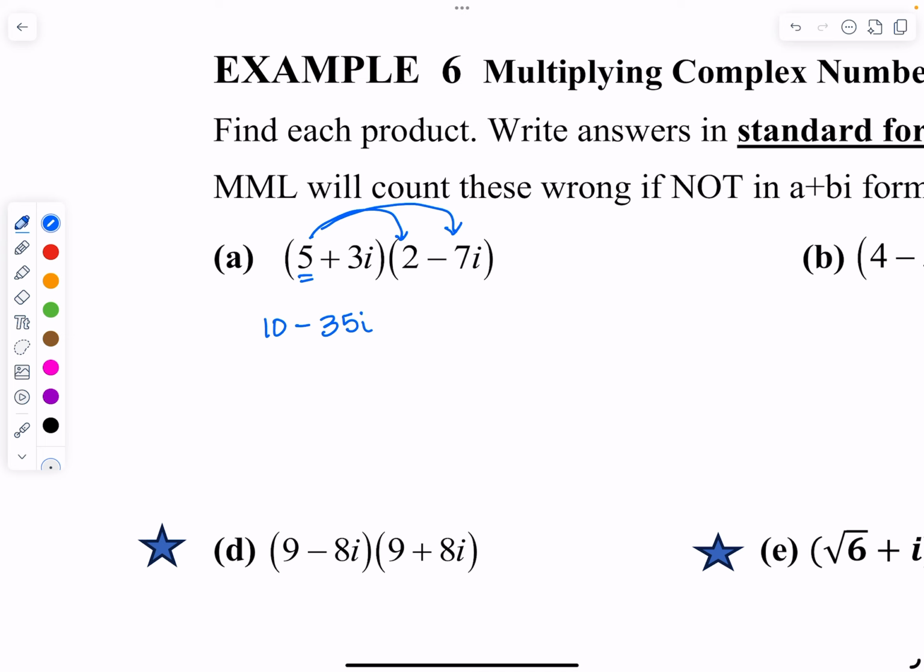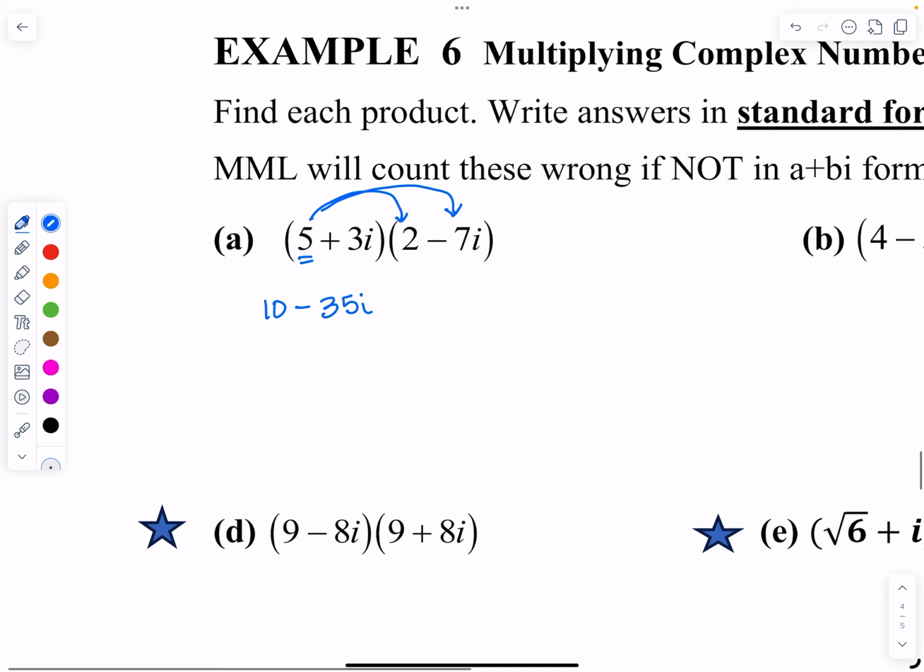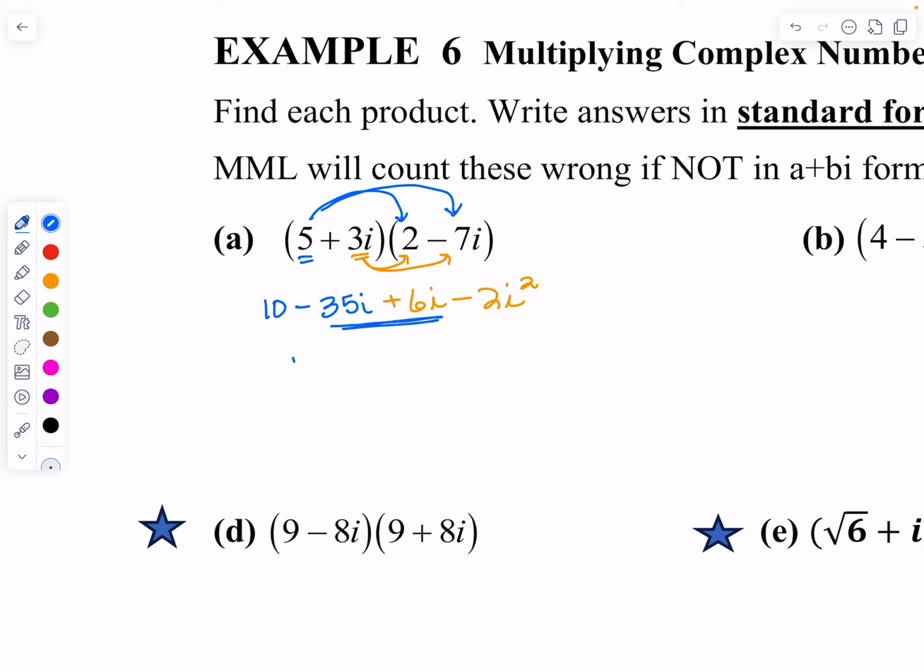That's also first, and then the outside. Now we'll do the inside and the last. That's taking my 3i and distributing it. So that'll give me 6i minus 21i squared. Now I'm going to combine what I can, which really the only things I can combine is this in the middle. So I have 10 minus, what's that, 29i?